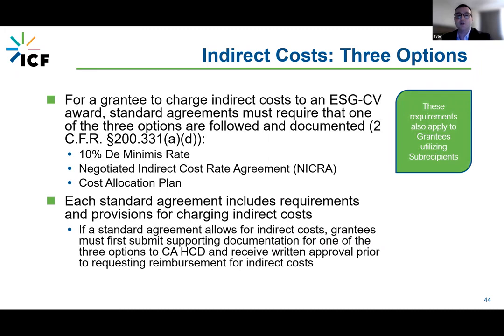For a grantee to charge indirect costs to an ESG-CV award, their standard agreement must require that one of the three indirect cost methods are followed and documented. The three methods are the 10% de minimis rate, a negotiated indirect cost rate agreement or NICRA, or a cost allocation plan. Each standard agreement also includes requirements and provisions for charging indirect costs. If a standard agreement allows for indirect costs, grantees must first submit supporting documentation for one of the three methods to HCD and receive written approval prior to requesting reimbursement for indirect costs.